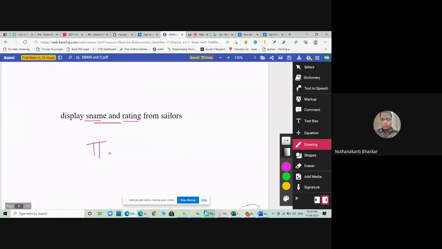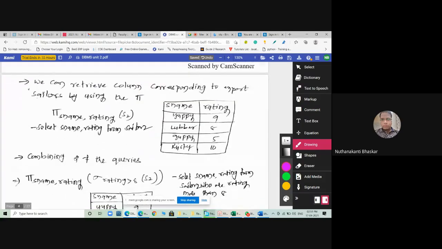The pi of here we need to select column pi of S2. But when we write pi of S2, it means select the columns of sailors. But what are the columns? So you write here pi of S name, comma, rating of S2. Now we are selecting S name and rating, two columns of the sailor table. The sailor table has more columns, but I want to display only S name and rating. So this is exactly the solution.